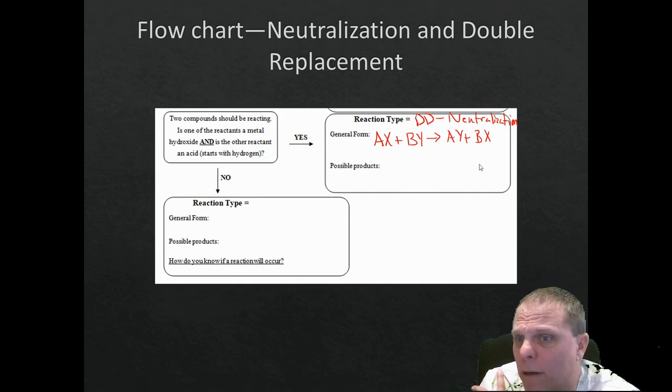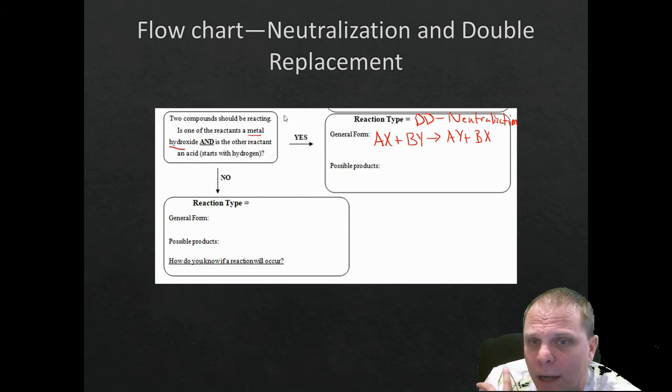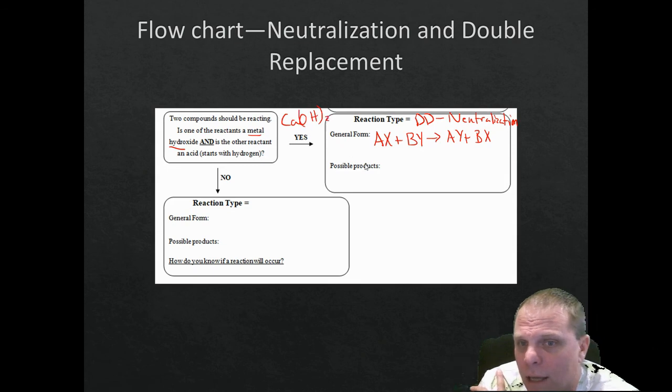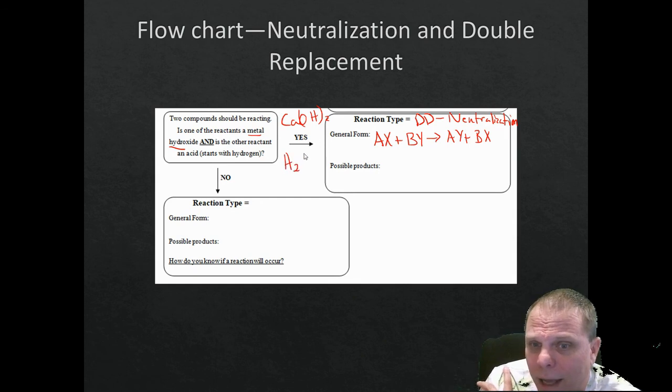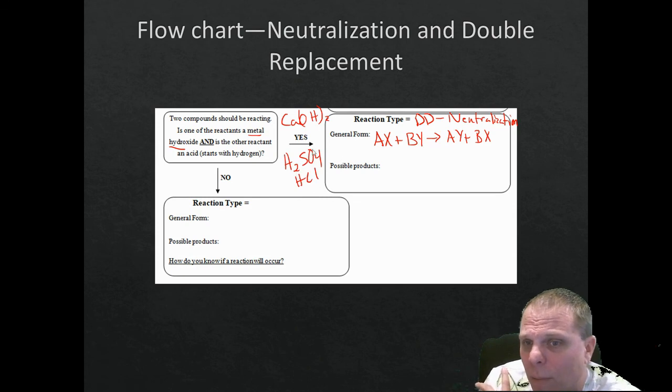They're still swapping partners, but the key here is a metal hydroxide. So what is a metal hydroxide? Something like calcium hydroxide or sodium hydroxide would be a metal hydroxide. So is it a metal hydroxide and then an acid, meaning that it starts with H, like H2SO4 or HCl? If those are part of your reactants, then you're going to end up having a neutralization reaction. And the results of a neutralization reaction are water and a salt, various different types of salts.